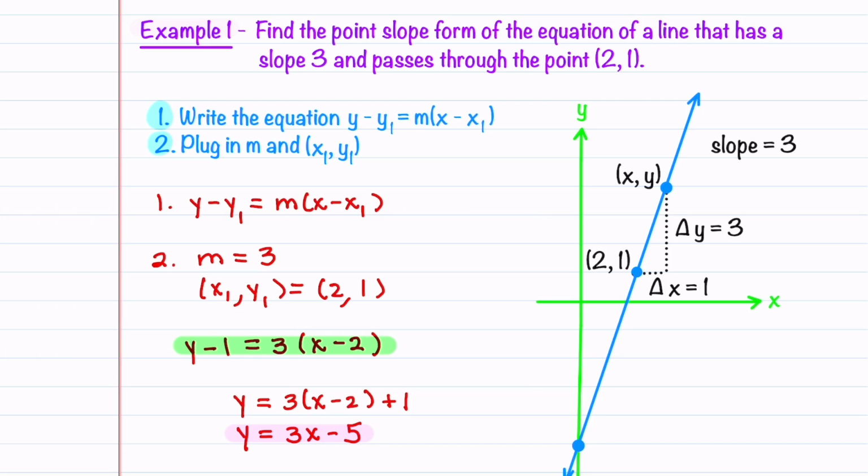We can see that this matches up with our graph of the line on the right-hand side because our line has a slope of 3, the change in y divided by the change in x, and it has a y-intercept at −5.